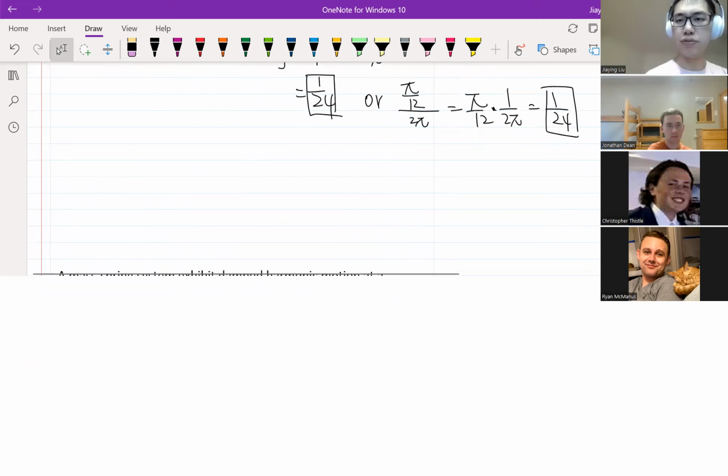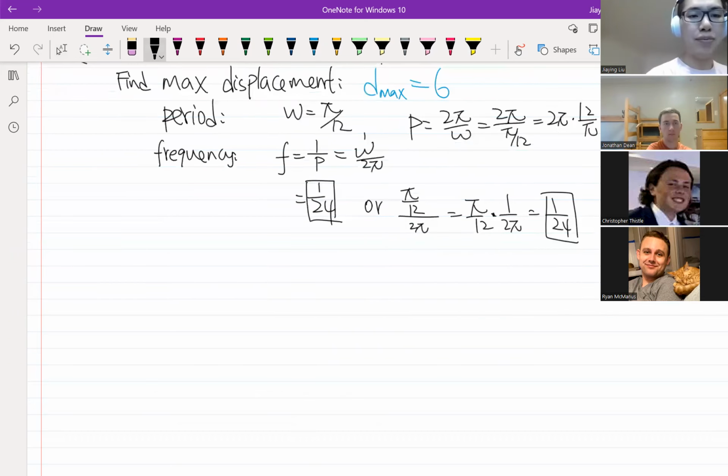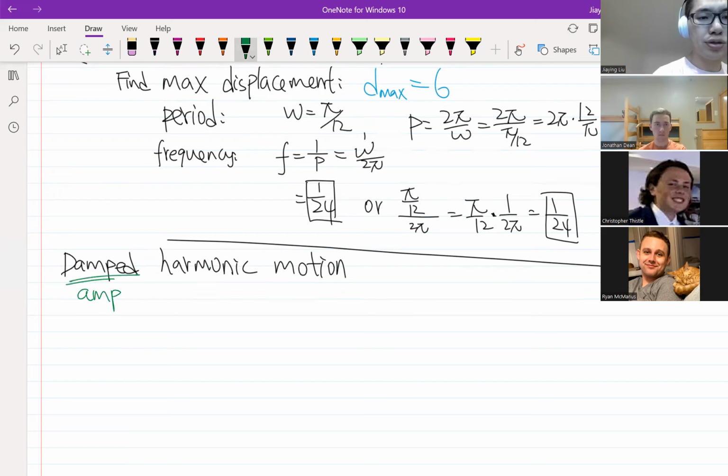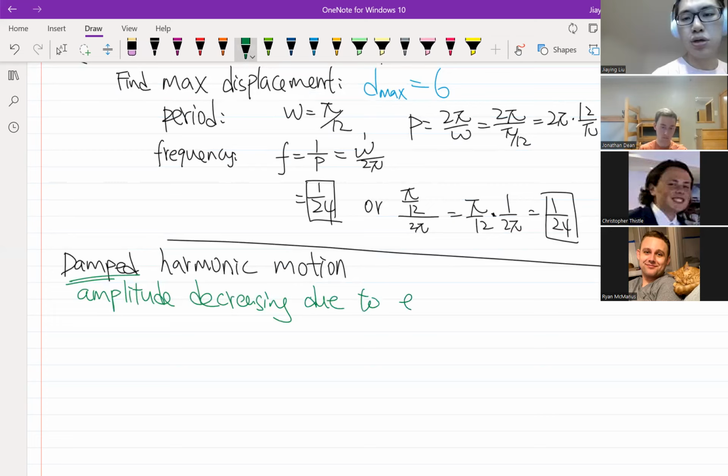So I'm just creating more space for me. So the next thing is called damped harmonic motion. Instead of simple harmonic motion, which means it's always oscillating back and forth with no change in the amplitude, a damped harmonic motion is going to have amplitude decreasing due to external forcing.